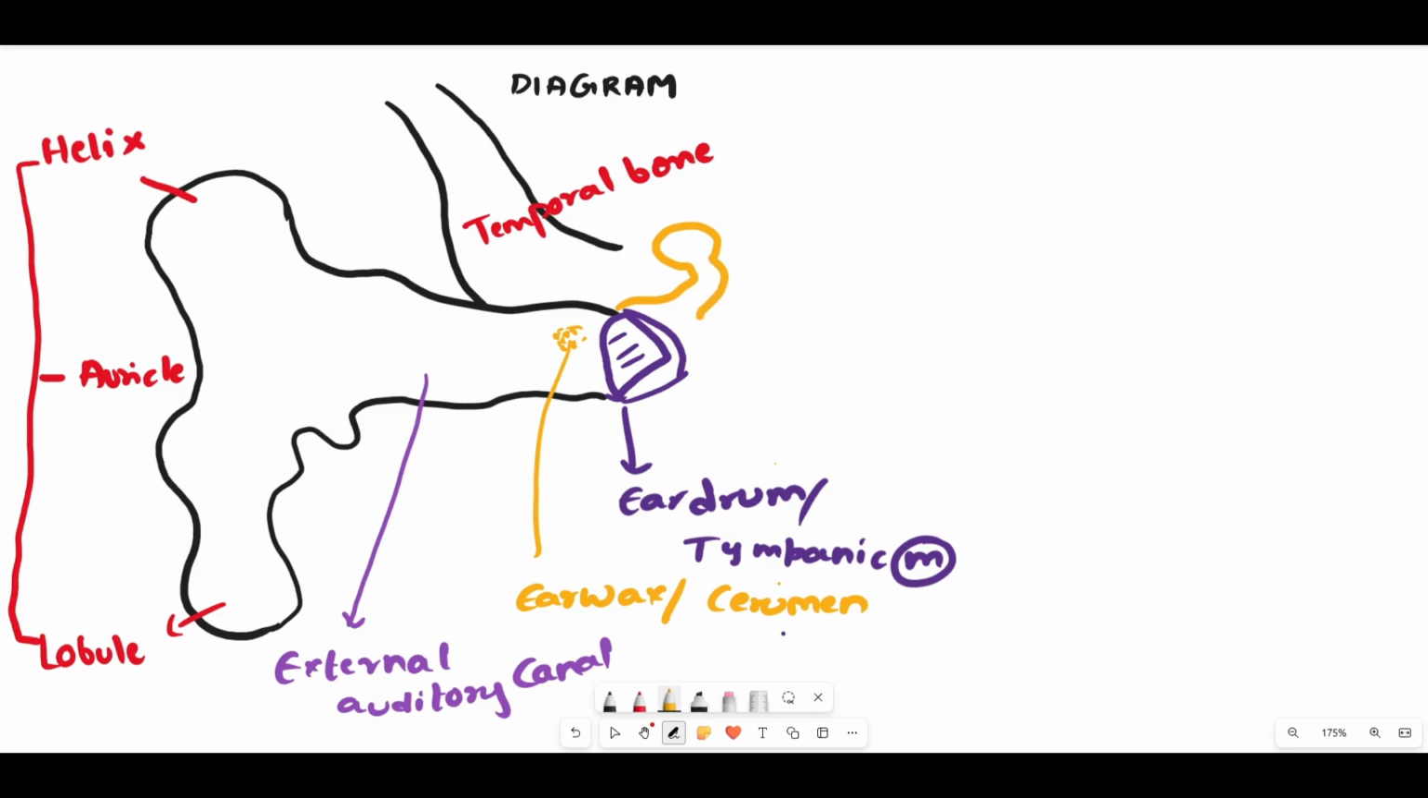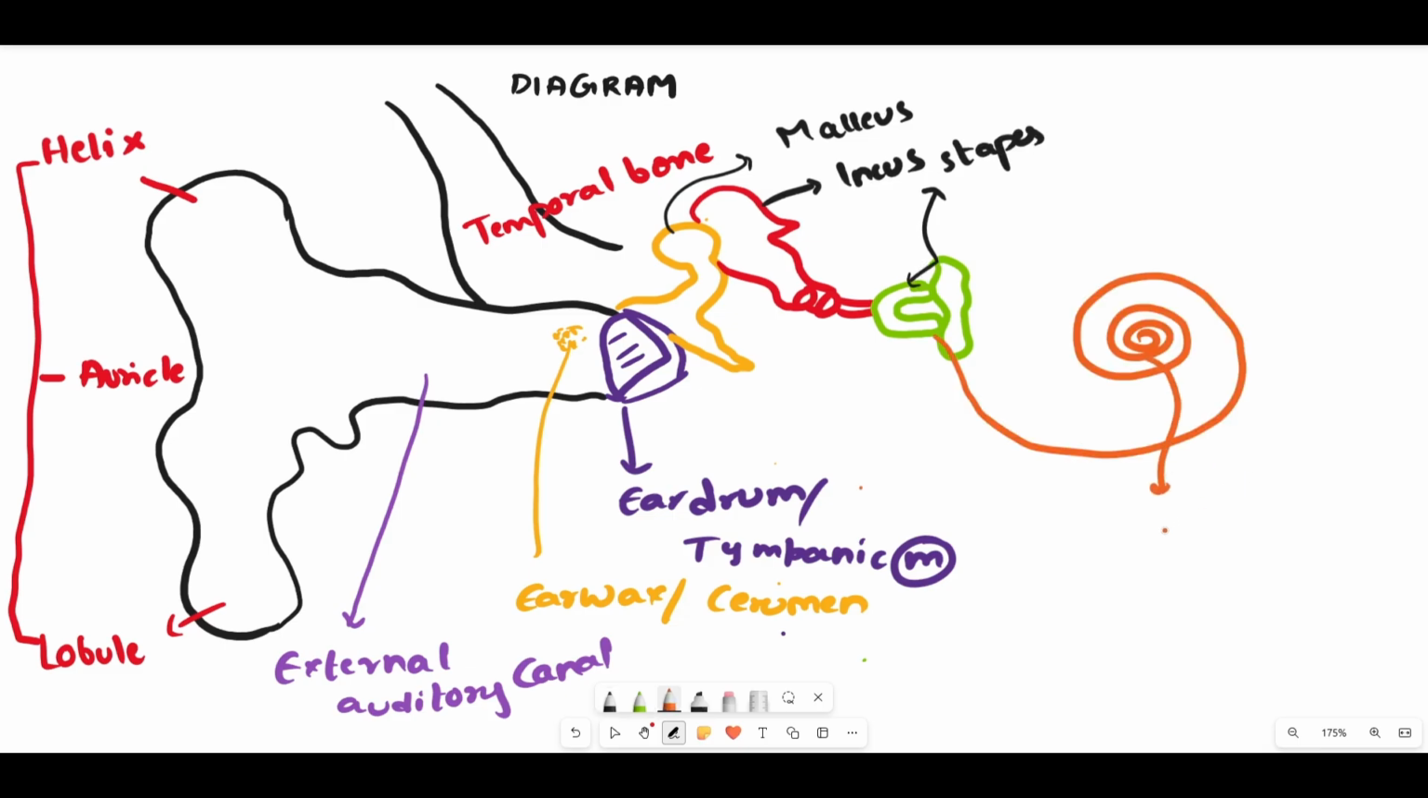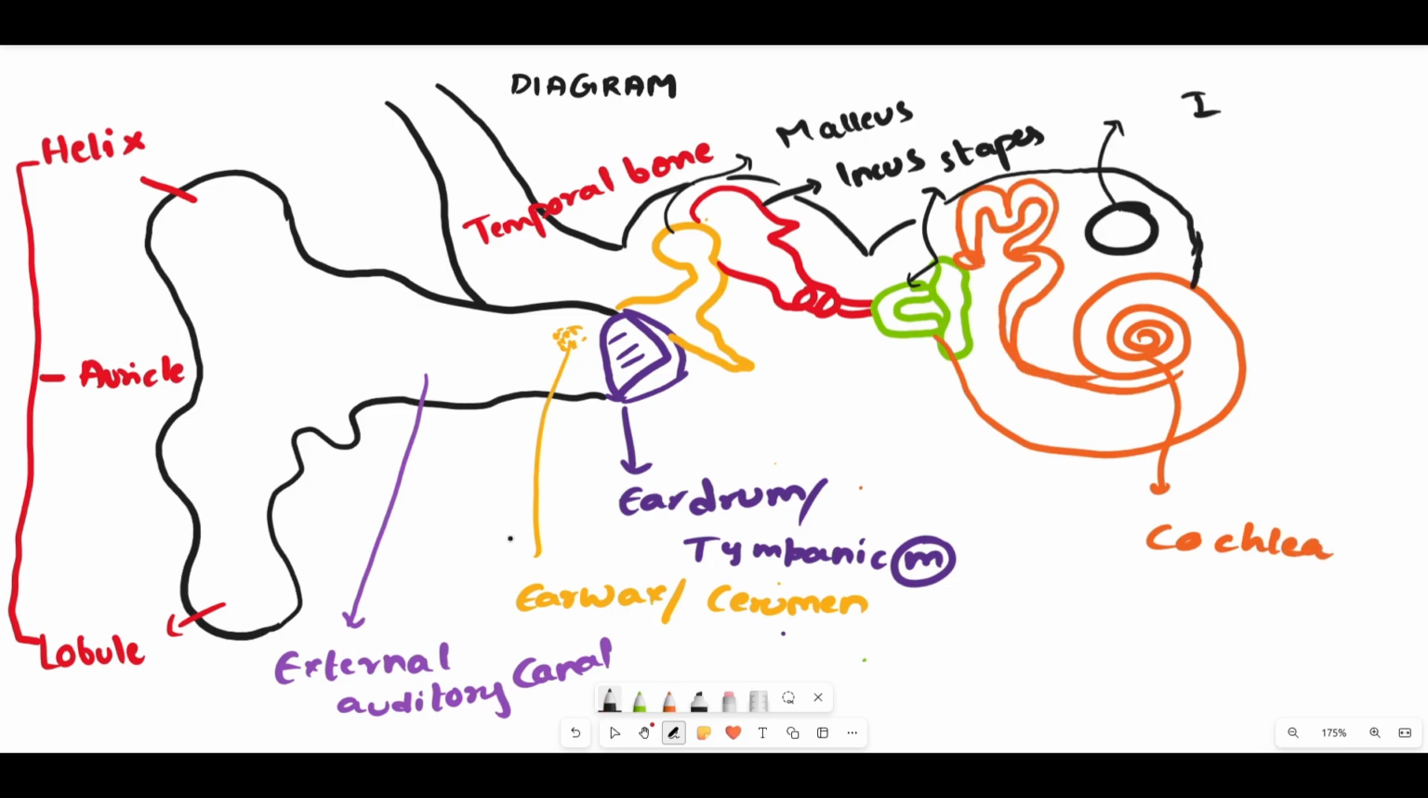This eardrum is again connected with three important auditory ossicles. The malleus, this bone is called the incus. This bone we will be calling the stapes. This we will be calling the cochlea. This is the external auditory canal. This will be the internal auditory canal.